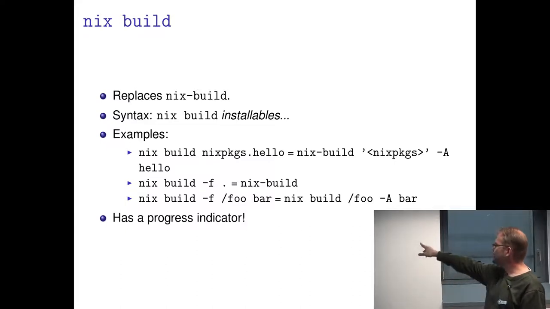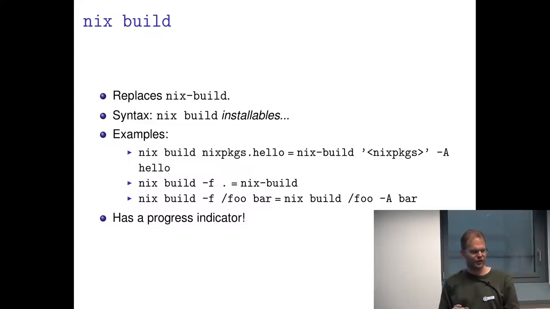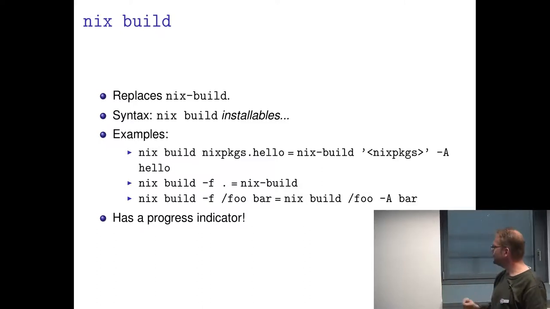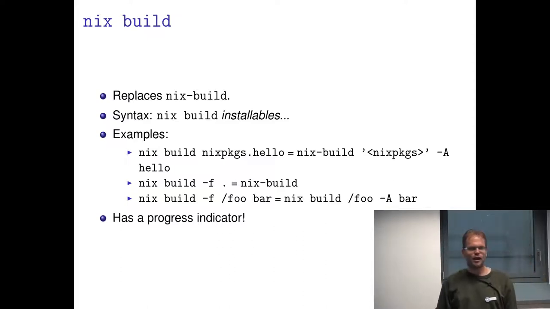And so a command like nix build, so if you say nix build nixpkgs.hello, it searches in a synthesized attribute set that's synthesized from your Nix path. So if you have nixpkgs in your Nix path, then nixpkgs will refer to that. So nixpkgs.hello refers to the hello attribute in nixpkgs.